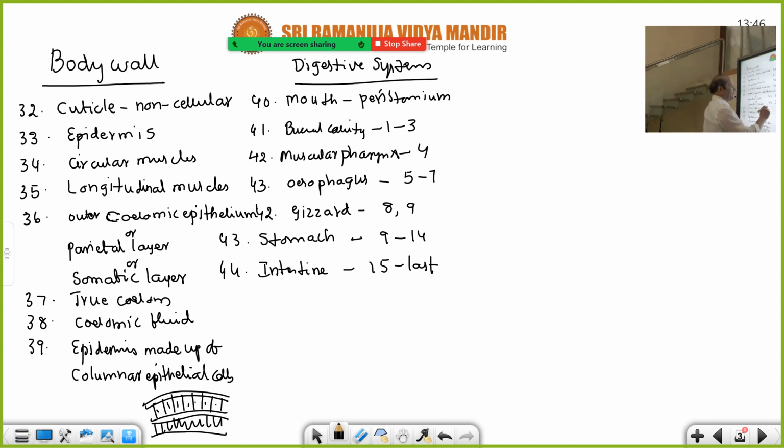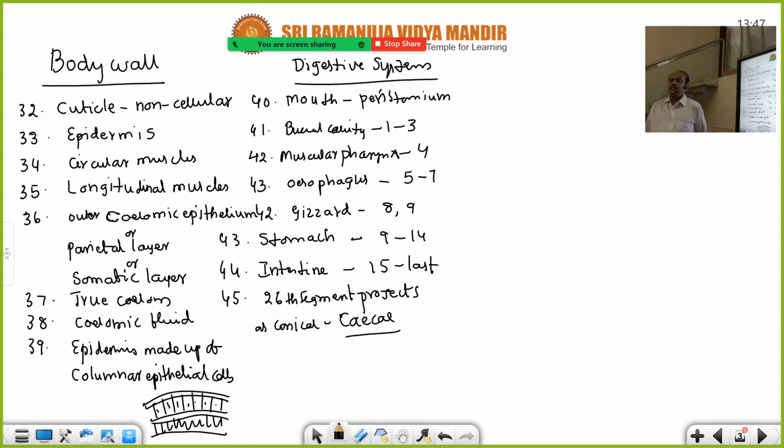But in the 26th segment arises conical projections. The 26th segment projects as conical projection. Conical structures called intestinal caecum. Intestinal caecum, very important. Intestinal caecum originates as conical projections from the intestine in the 26th segment. Because intestine started from 15th to last, in the 26th segment it is there.